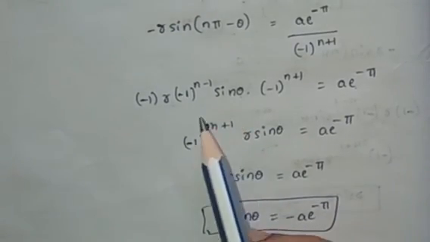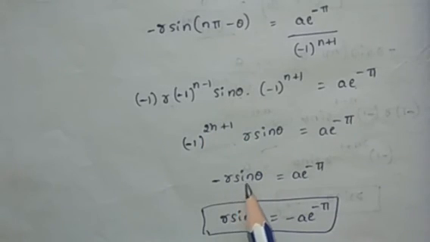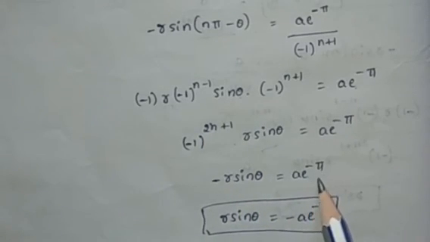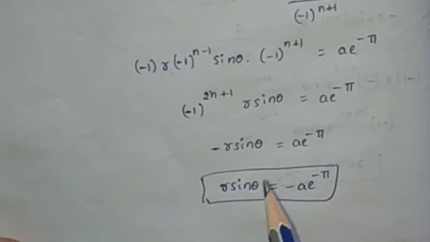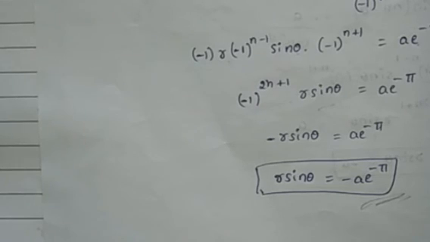That value is minus 1, you get minus r sin theta which is equal to a into e to the power minus pi. You get finally r sin theta which is equal to minus a into e to the power minus pi. This is the required asymptote. That's about the problems of finding the asymptotes in polar curves.